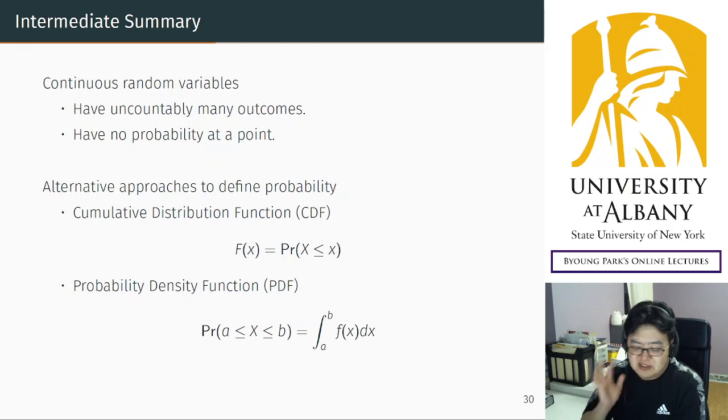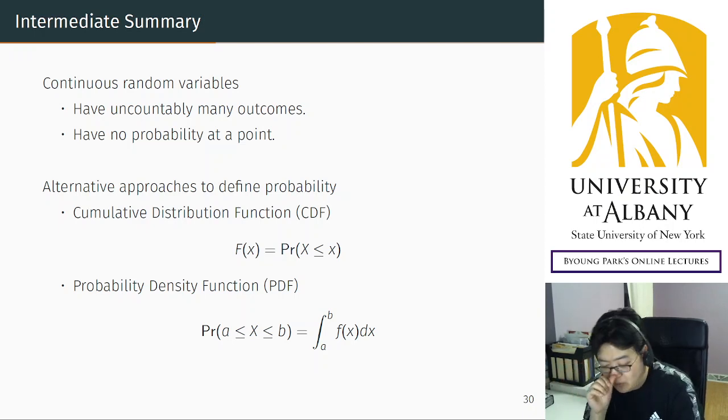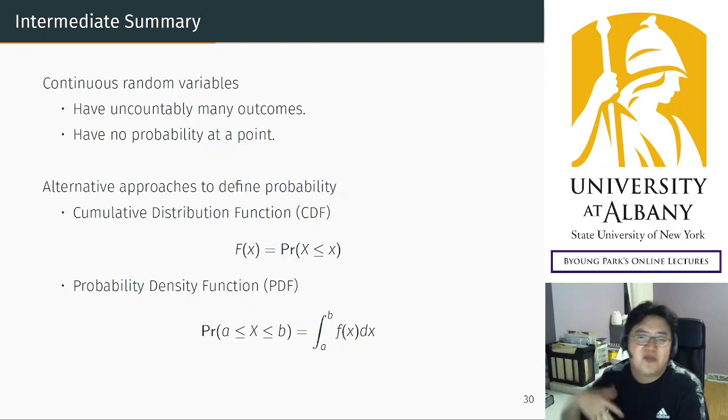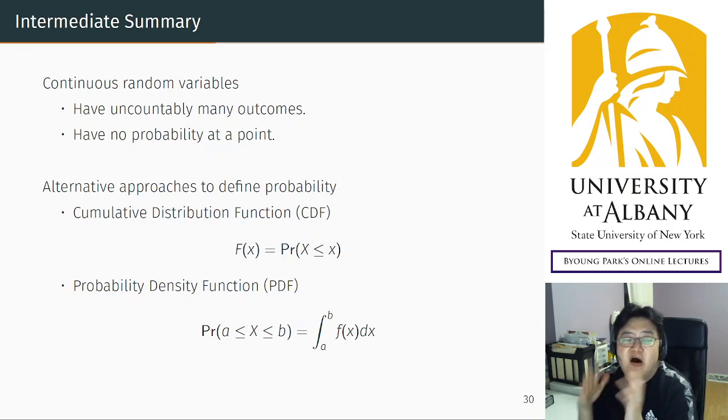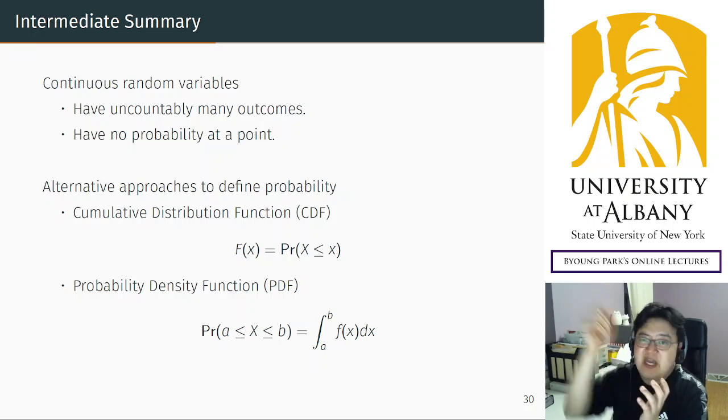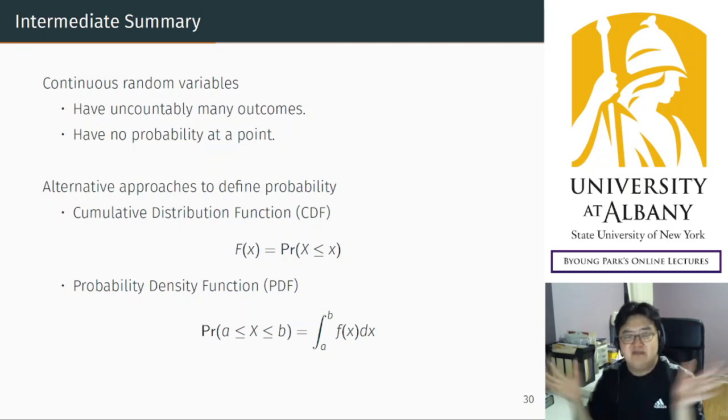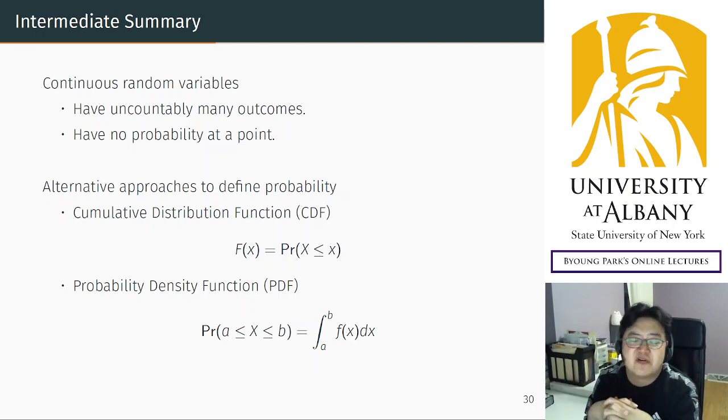And so far, let me summarize. First, I told you the important point is that we are considering continuous random variables, and continuous random variables have different characteristics from the examples we considered so far, because they have uncountably many possible outcomes. So we cannot list all the possible outcomes, and one outcome has no probability. They make a huge difference in our approach, and as a result, we have to use a different approach.